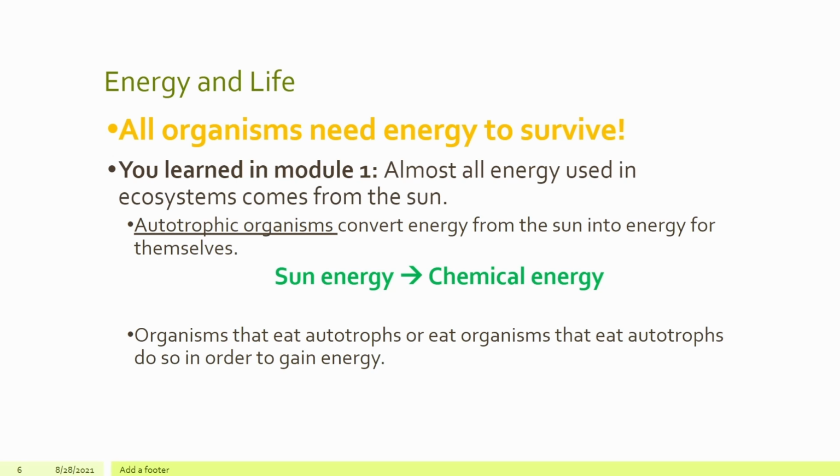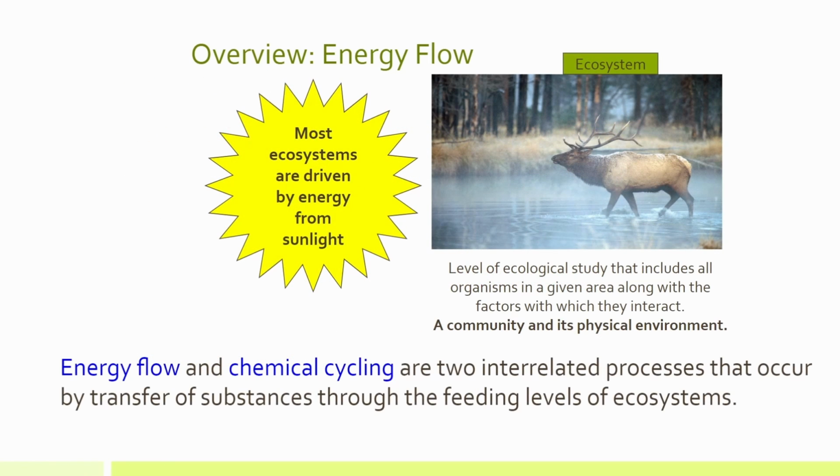But there are also organisms that eat autotrophs or eat other organisms. These are organisms like carnivores or omnivores, and they're eating autotrophs or other organisms in order to gain energy. So energy conversion and flow is very important to ecosystems. They're driven by energy from sunlight.